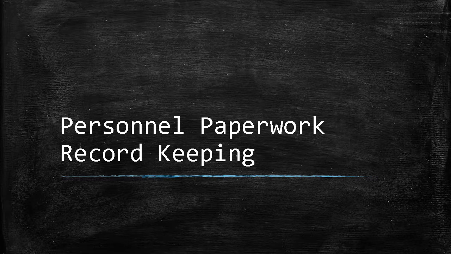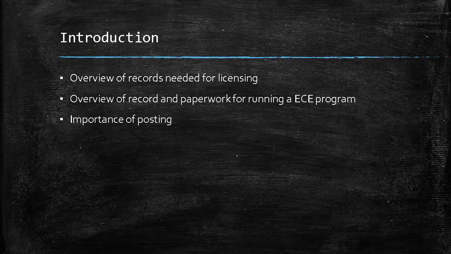The last thing that we're going to look at in this course is the paperwork and the record keeping. So we have our director's file, we have a body of work that we've completed throughout this course, and now how do we keep track of our paperwork, especially when it comes to licensing? So I'm going to go over the records that we need for licensing.